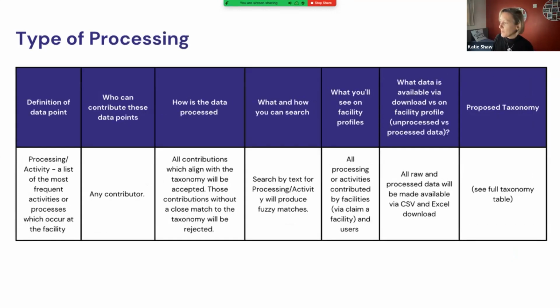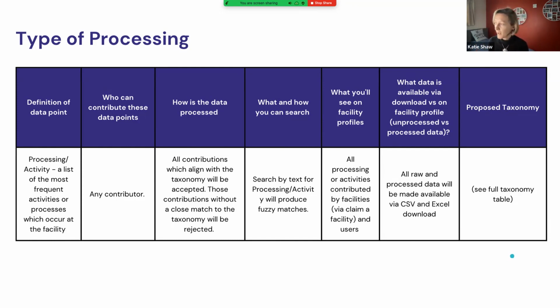Then moving swiftly on to the 2 data points beyond the Transparency Pledge data points. So type of processing and type of facility. I want to make 2 points about both of these data points. And the first is that in our consultations over the course of several months last year, it became clear to us that there was no industry-wide taxonomy for type of processing and type of facility.